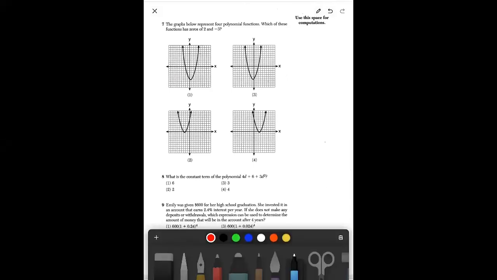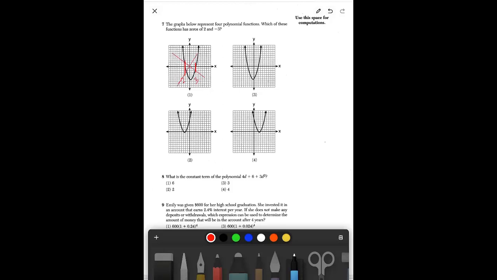So let's start with the first one. And basically the zeros are where they cross the x-axis. So here and here. This point would be a -2. This point would be a +3. That's close, but the signs are wrong. So that's not the answer.